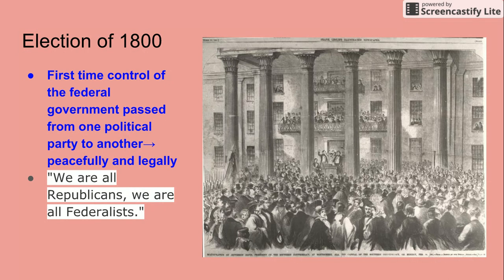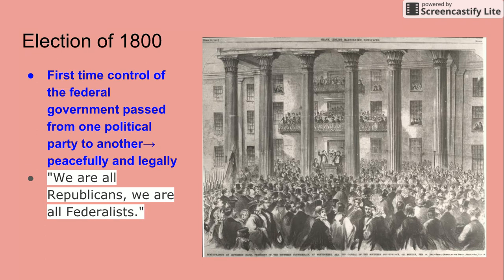When Jefferson took office, he realized that he wasn't just the president of the people that voted for him. He was the president for the whole nation. And a really powerful part of his speech was when he said, "We are all Republicans. We are all Federalists," right? We are all Americans, basically.